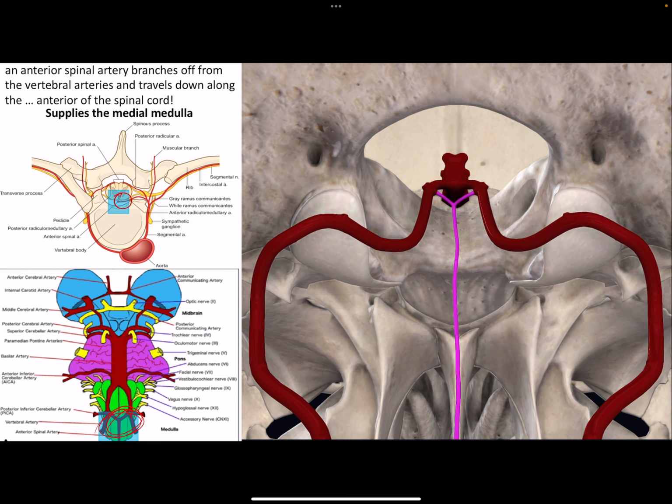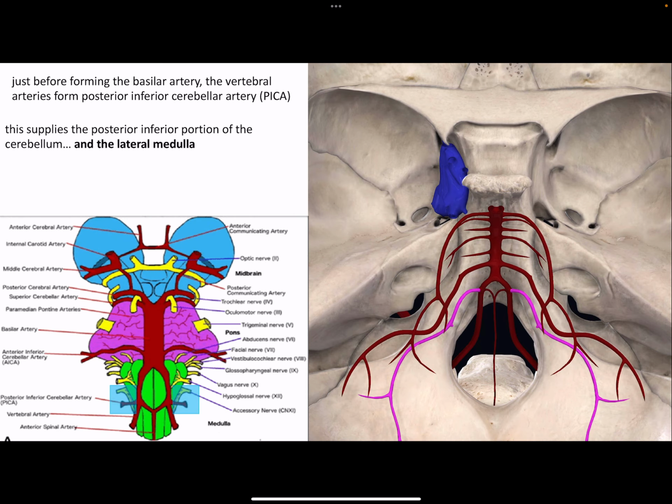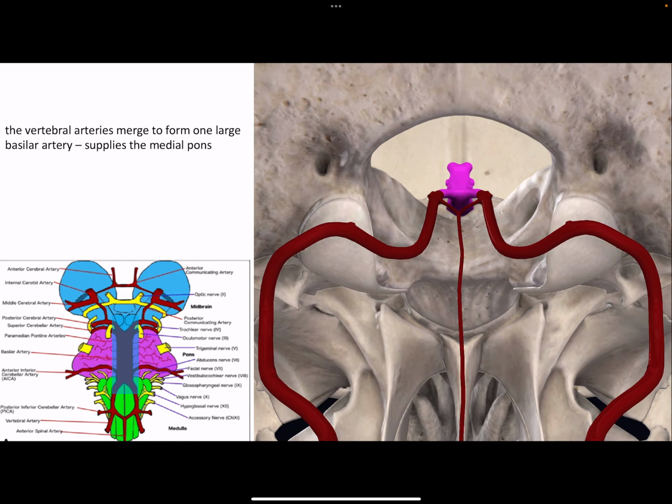What tract is there that's relevant? We're dealing with the spinothalamic tract as the relevant one. So right before they merge into the basilar artery, they are going to have offshoots, which are the posterior inferior cerebellar artery. This is really highly prone to strokes. It's going to be Wallenberg syndrome, which we'll talk about. But so again, PICA is going to supply part of the cerebellum, but also more importantly, the lateral medulla.